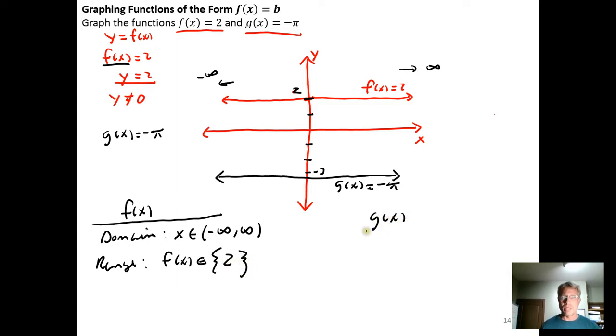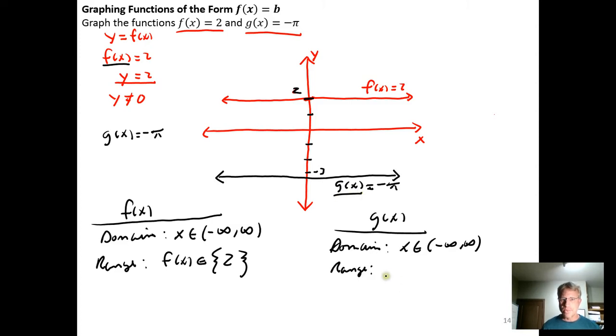And g of x is going to play out in a similar way. It's running infinitely far to the right, so x is going to positive infinity, and it's going infinitely far to the left, so x is going to negative infinity. So we know that the domain is going to be x is an element of the interval from negative infinity to positive infinity, and the range, where the outputs are going, and the outputs are g of x. So g of x is an element not of an interval, but rather just of a set that contains one element. It is g of x is an element of the set that contains just negative pi.